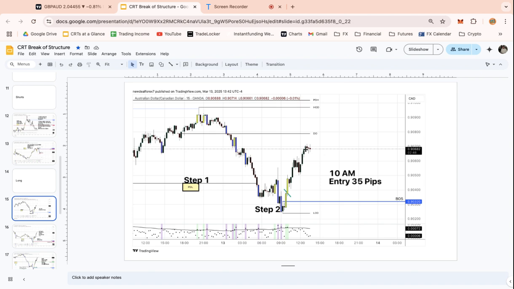The entry did go up. This was good for about 35 pips. It was close to the daily open. And sometimes the daily open won't be 50 pips away. This is a lower ADR pair.